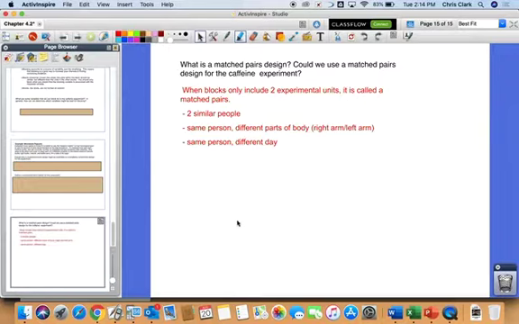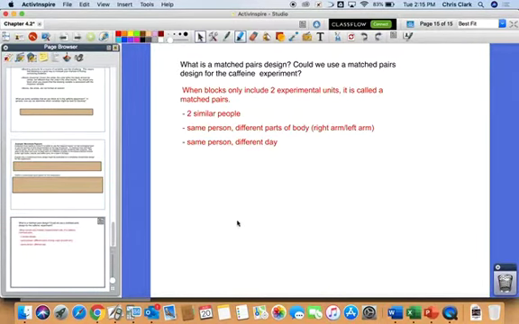Those 2 units can be a variety of different things. The first one, they could be 2 similar people. So let's go back to the caffeine experiment. I wanted to make sure that I have the most similar groups possible. I'm going to probably block by age and gender and weight, so I can try and get 2 people together as similar as possible. And what I do, I randomly assign one person to the caffeine group, one person to the other group. And I do that for every pair that I have.